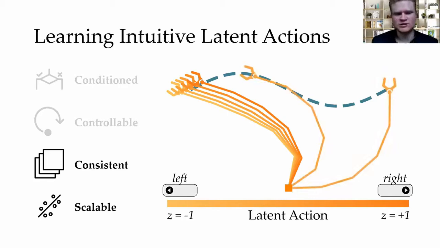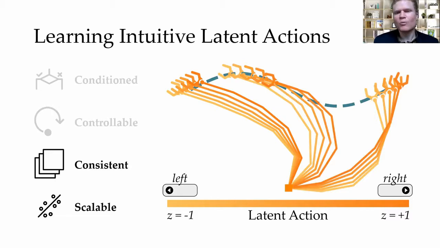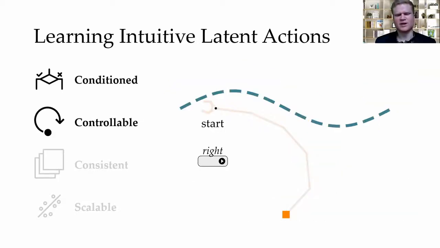The second property I want to touch on is consistency. Sure, the robot knows to move left and right at one state, but what happens at all the other states? Does left mean left all the way across this sine wave? Well, when we learned the latent space using this autoencoder, that's exactly what we found. At each of these different states, pressing left does cause the robot to move left. Okay, great. So we've got scalability, we've got consistency. What about the first two properties?